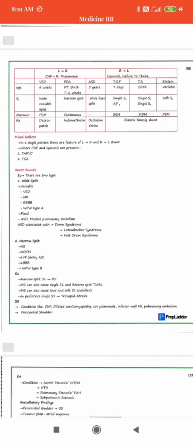So basically S1 is a narrow split, and S2 is of two types, that is wide split and narrow split. Wide split is seen in VSD, MR, and RBBB, right bundle branch block, and narrow split is seen in aortic stenosis. Now there is S4 also.